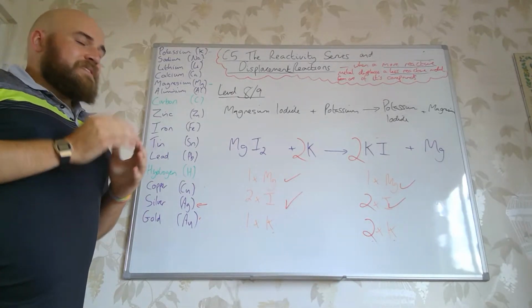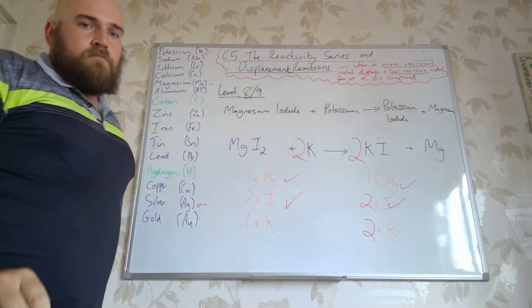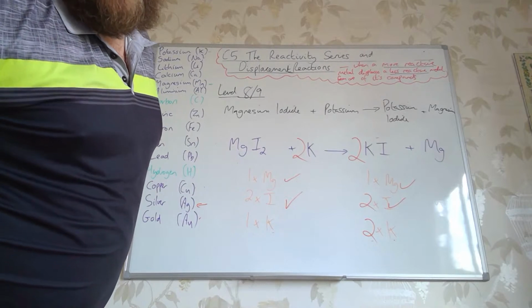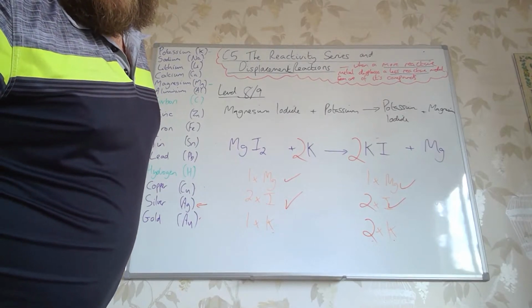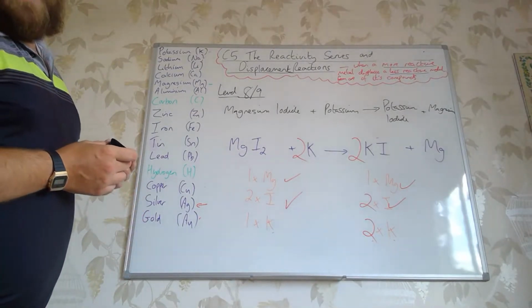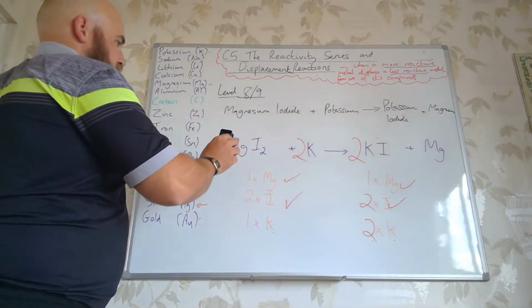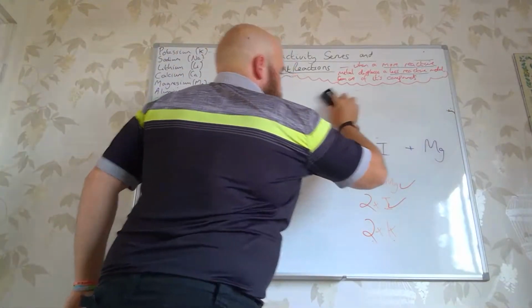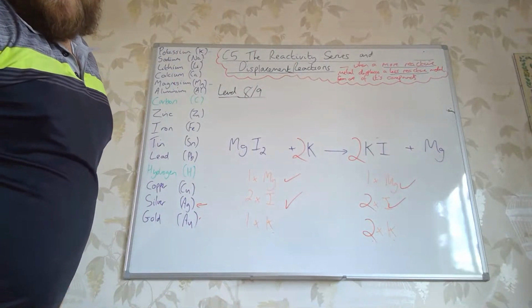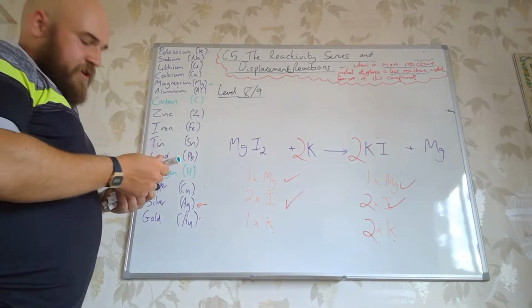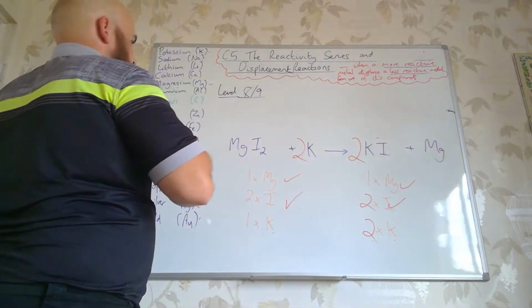All right. Let's have a go at one more then. Let's have a go at one more together, and I'll leave you to get on with the rest. So let's go with lead sulfate and zinc. So in fact, no, let's choose a different one. Let's choose a more complicated one. Yeah, iron 3 nitrate and aluminium. Let's try that.